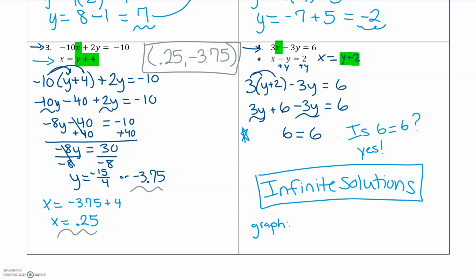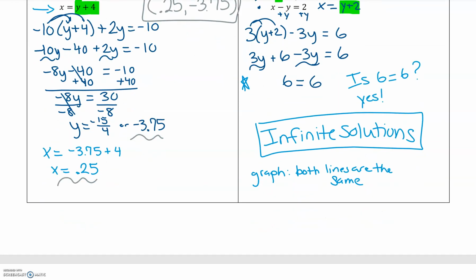So if we graph these, both lines are the same. That means that every single point that works for one of the equations will work for the other equation as well. Okay? Now, if we got one that came out to be like 4 equals 6, then that would be no solutions. Okay? Because those two lines would be parallel to each other. And you might see that in one of our other examples that we'll look at later.